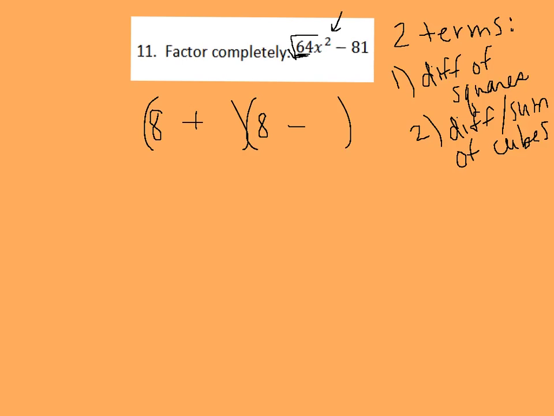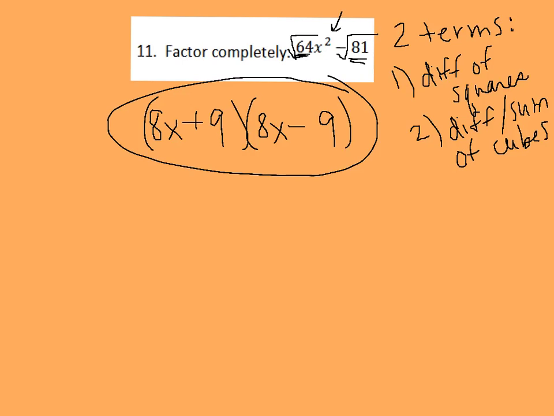But I also have this x squared, and the x squared is stuck like glue to that 64. So when I split up that x squared, I get x, and it has to be stuck like glue to my 8's. So 8x and 8x. And my 81, I'm also going to split up by taking the square root. I get 9 and 9. So this is my answer for number 11.